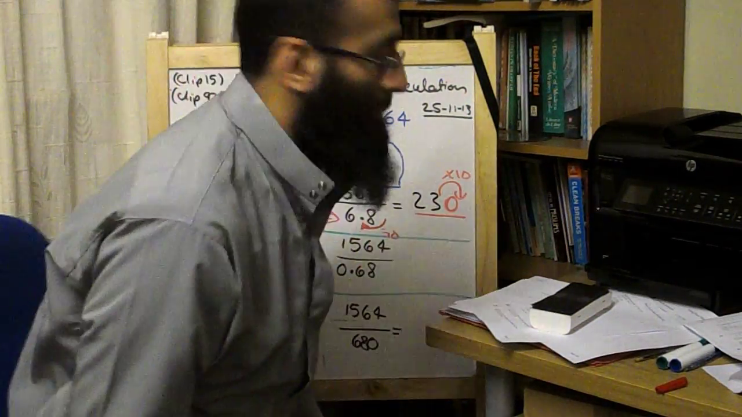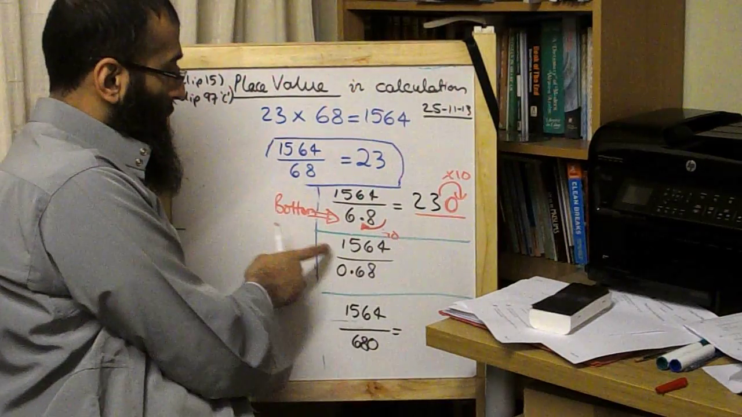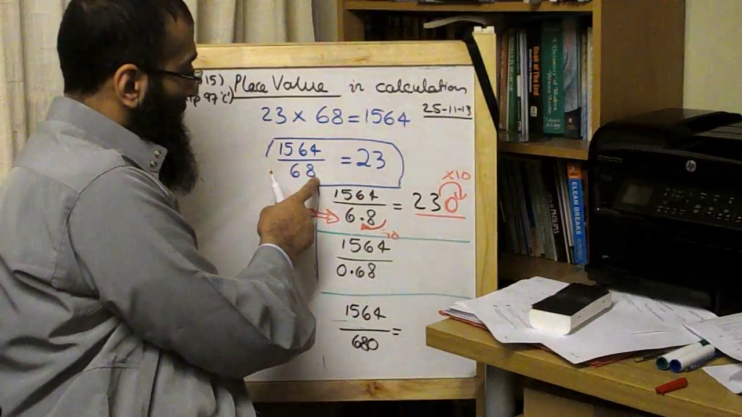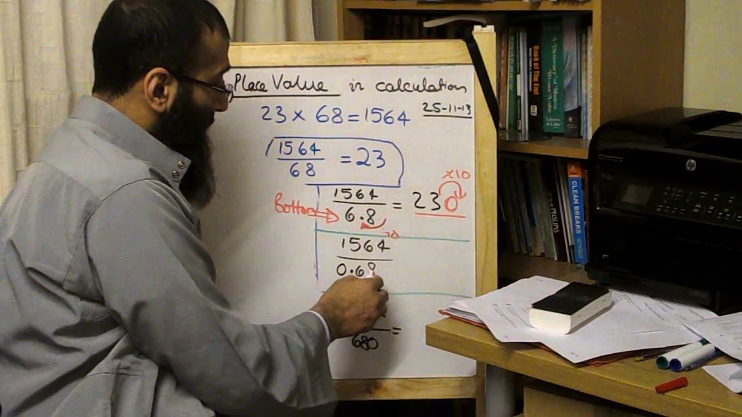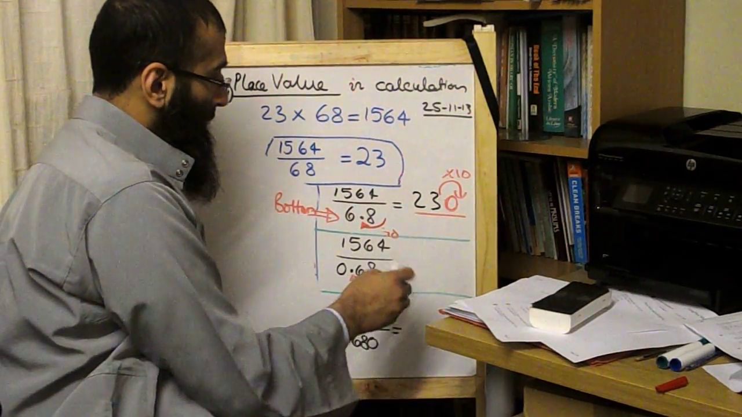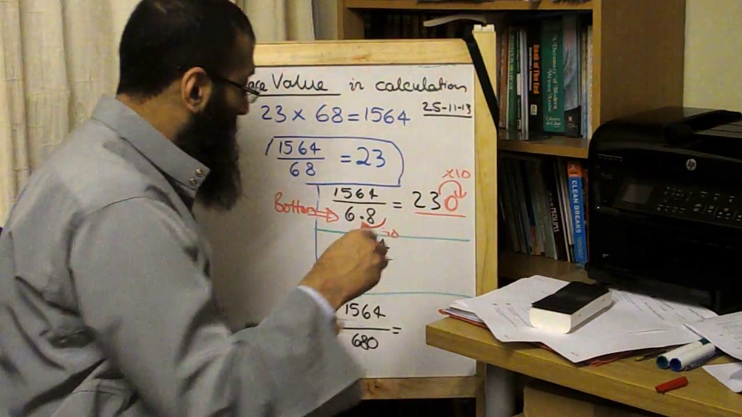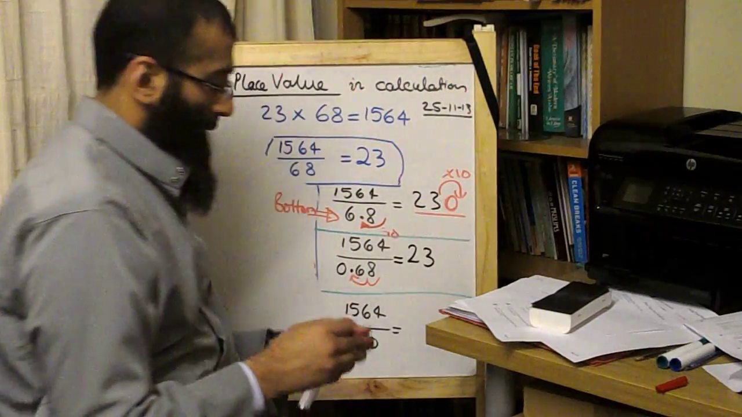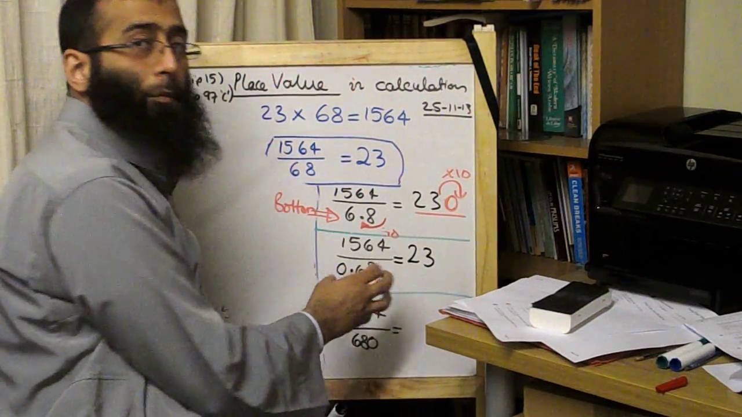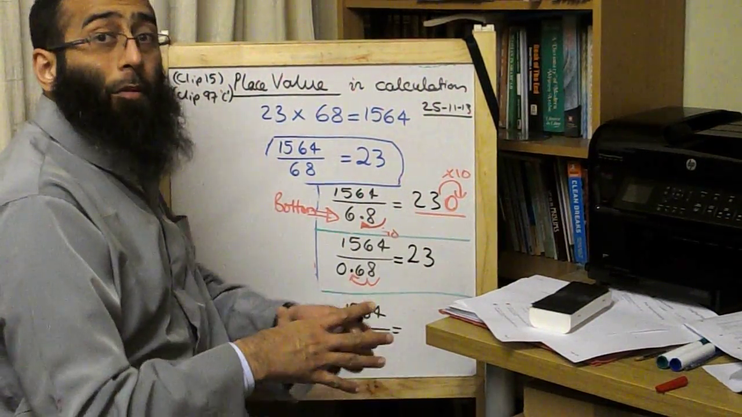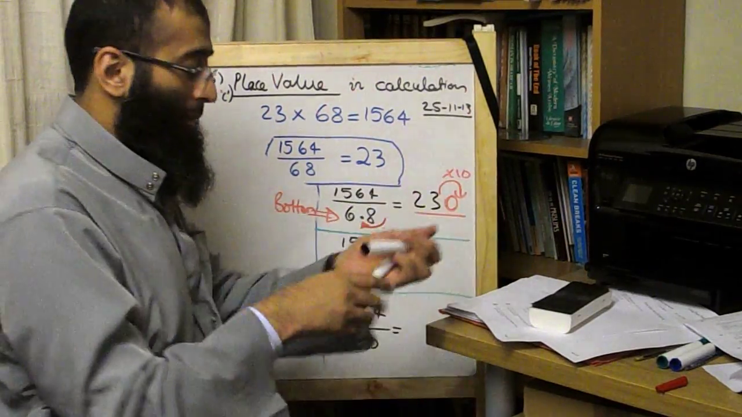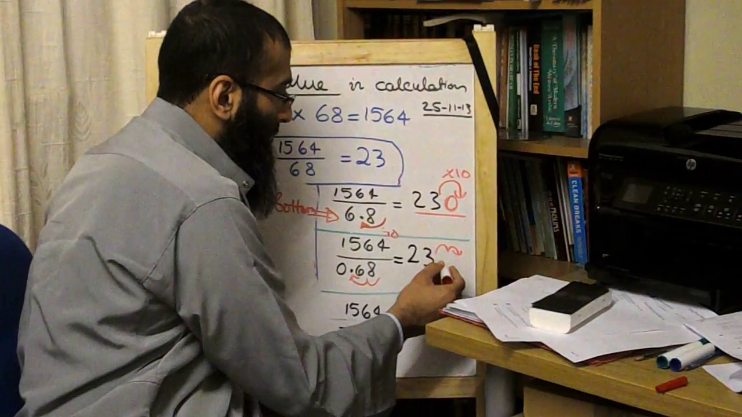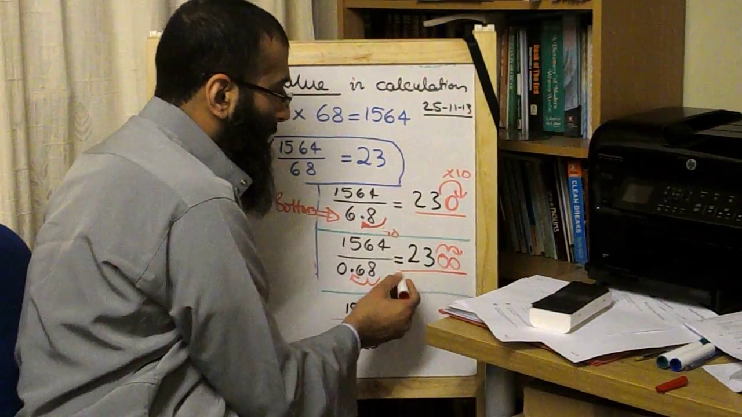Let's have a look at another question. So 1564 should be divided by 68, we're going to divide it by 0.68. So that original number has been made 100 times smaller. The answer should have been 23. Now because the number that we're dividing by has become much smaller, the answer becomes the same amount much bigger. It'll have the opposite effect. So 23 we have times it by 100, so we get an answer of 2300.